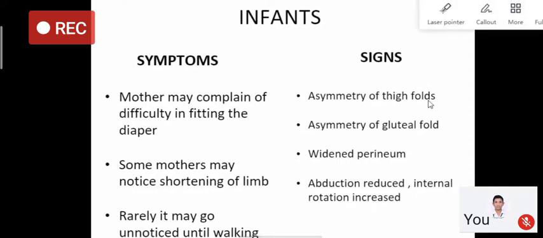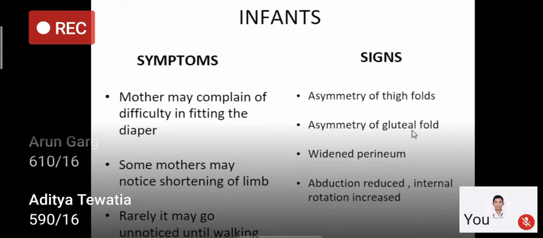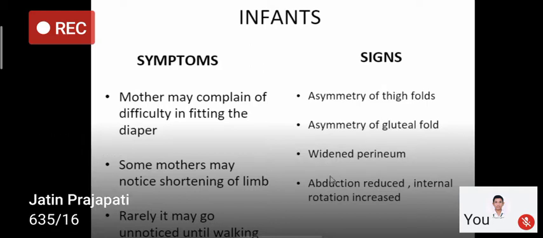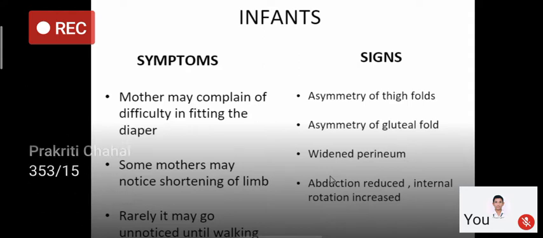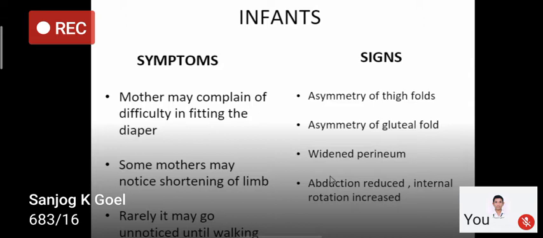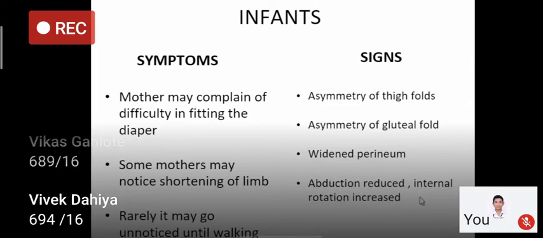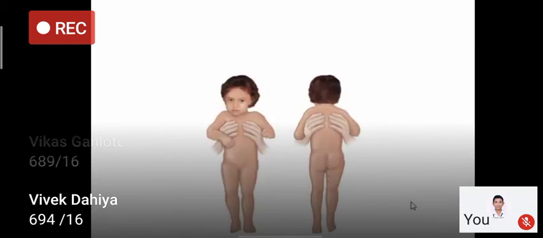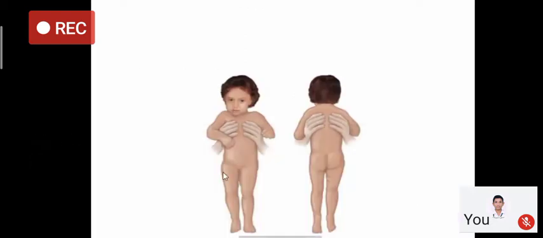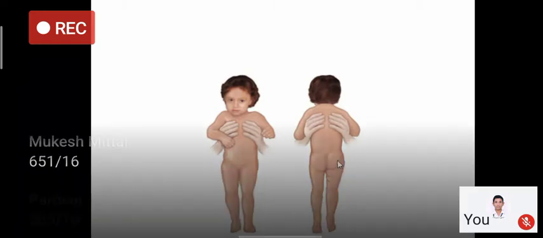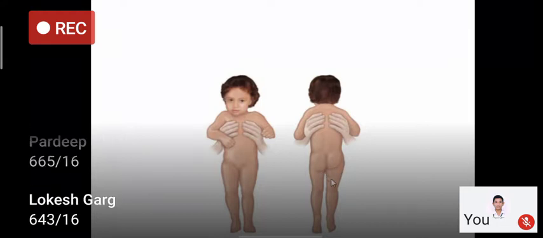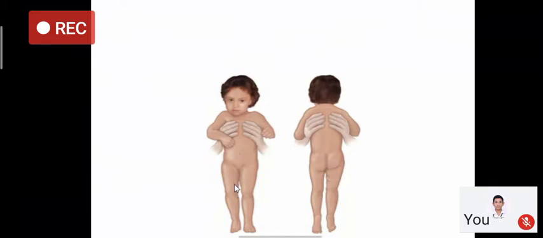And signs: asymmetrical skin fold, asymmetrical gluteal fold. The perineum is widened because the head of the femur is not there in the socket. So there is little prominence on one side or both sides, the perineum is widened, abduction is decreased and internal rotation is increased. The limb is shortened, with asymmetrical gluteal fold and inguinal fold. Medial thigh folds are increased.